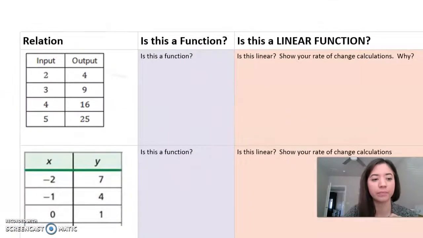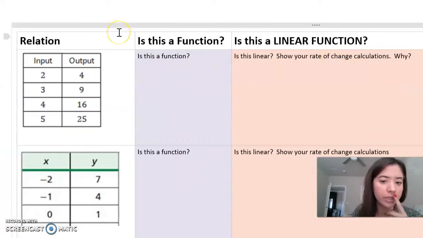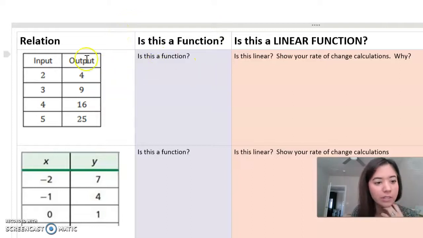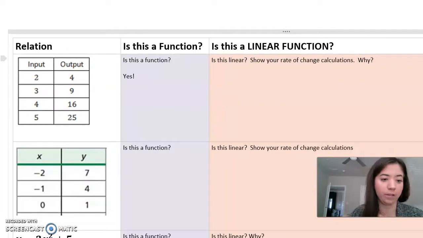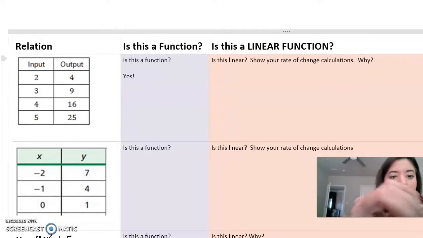independent practice. So I want to know, is this a function first? We have a 2, 3, 4, 5. All of my inputs are different. They all have one output. So yes, this is a function. And now I want to know if this is linear. So let's go ahead and pick 2 points, and we're going to calculate the rate of change.